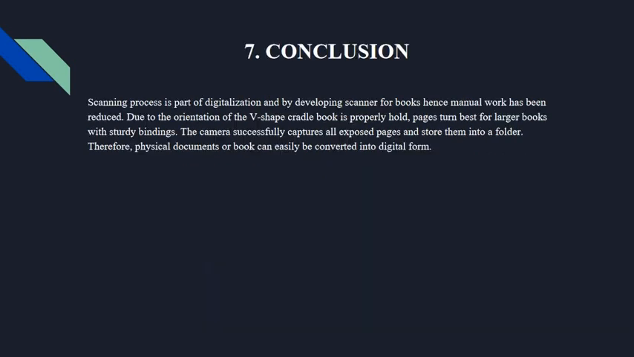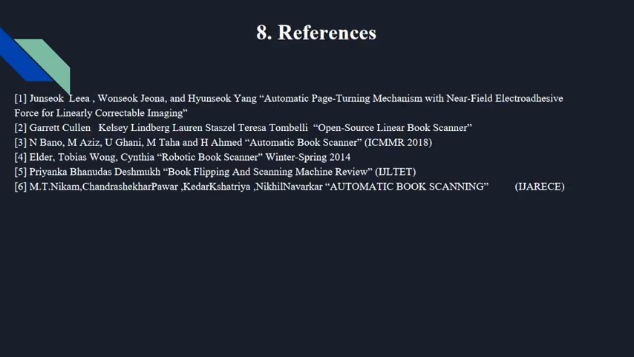Conclusion: the scanning process is part of digitalization, and by developing a scanner for books, manual work has been reduced. Due to the orientation of the V-shaped cradle, the book is properly held. Pages turn best for large books with sturdy bindings. The camera successfully captures all exposed pages and stores them into a folder. Therefore, physical documents or books can be easily converted into digital form.